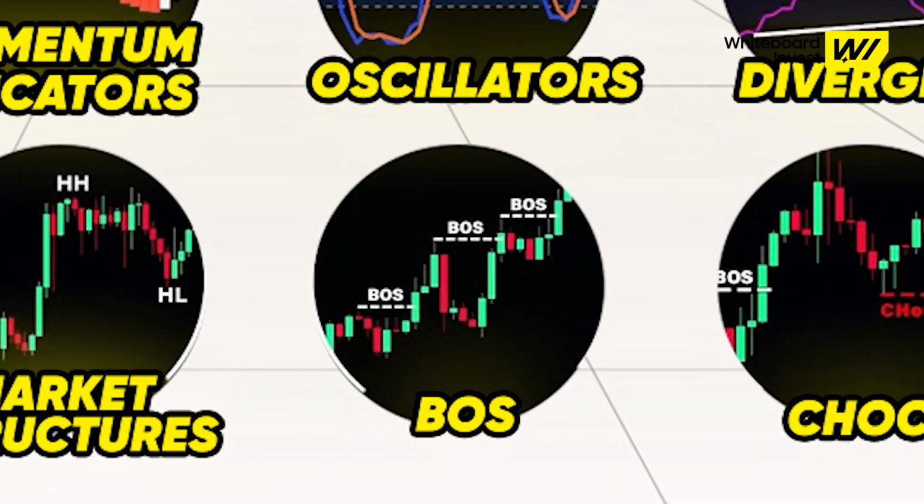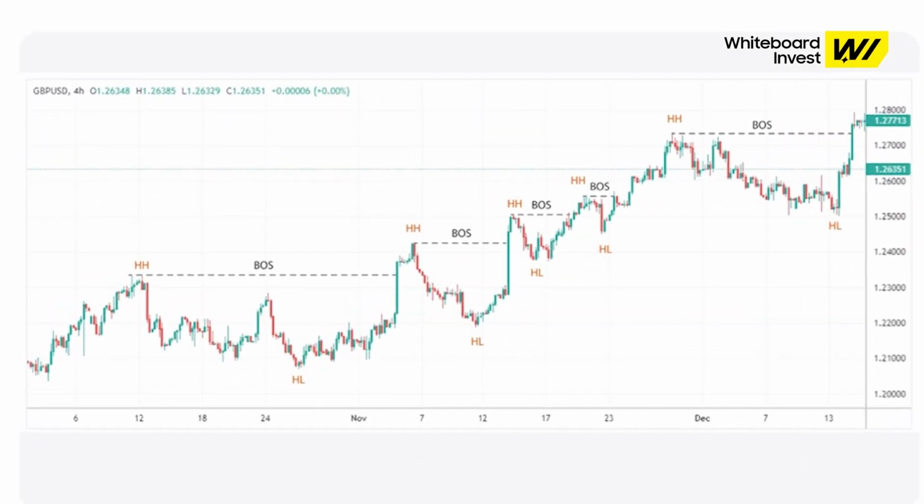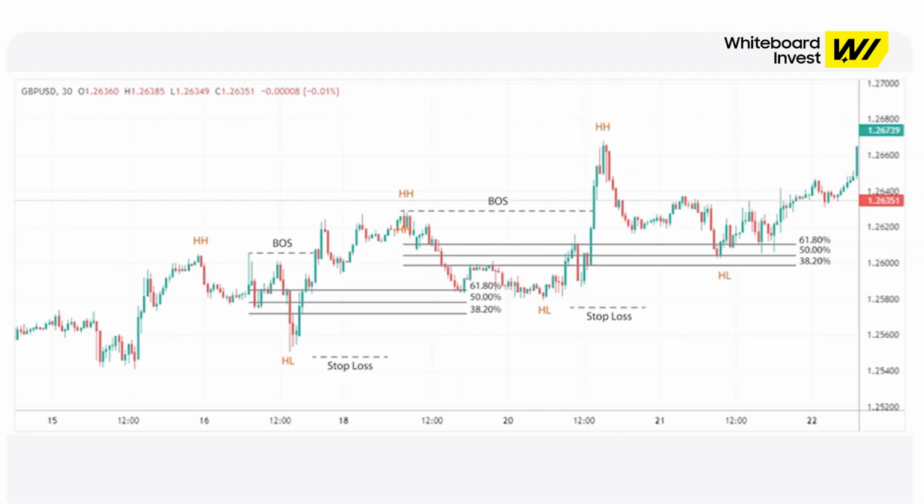A break of structure occurs when the price breaks the previous price peak or trough during a trend. For instance, in an uptrend where the price forms higher highs and higher lows, the break of the previous high is considered a break of structure. This break indicates a potential shift in the market dynamics and is closely watched by traders for signals of trend continuation or reversal.